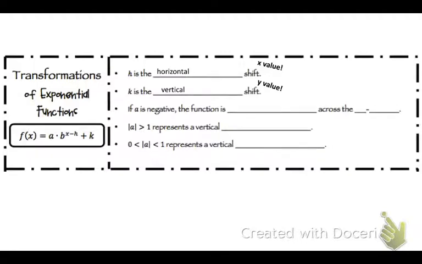Now, if a is negative, the function is reflected over the x-axis. So if there's a negative sign in the very front of your equation, then it's reflected over the x-axis. If the absolute value of a is greater than 1, that's a vertical stretch. So if it's bigger than 1, you're stretching it out. And if it's less than 1, you're compressing it, so you're pushing it down and making it short and fat. Long and skinny is when you stretch it, when it's greater than 1. If it's not, you're going to shrink it down and make it short and fat. Okay?